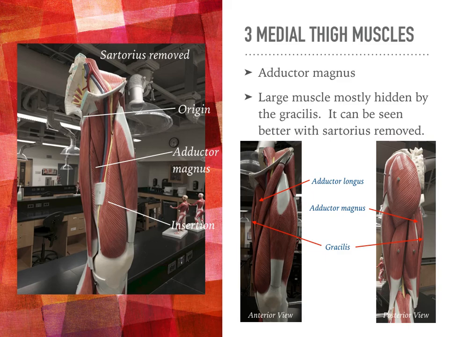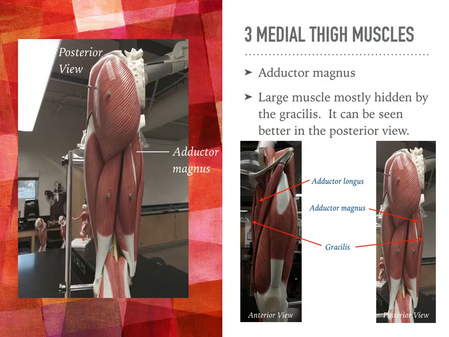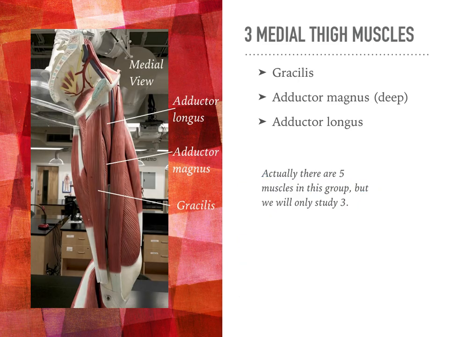You can see it in the posterior pictures here, and here's a posterior picture as well. And you can see it laying there under the Gracilis muscle. So the 3 muscles in the medial compartment of the thigh are ones that are not too difficult to identify. They all function together doing adductor kinds of activities, and they're in this compartment.